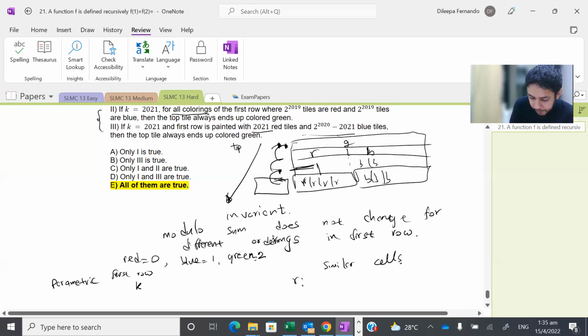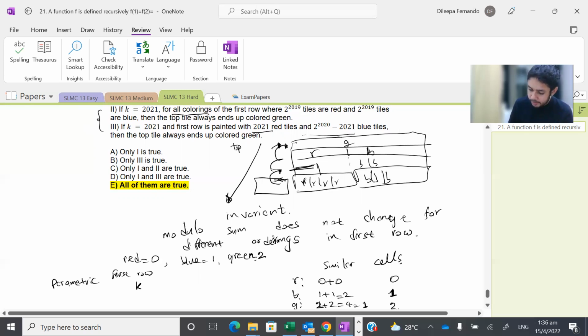Let's say red. If red is there, 0 plus 0, we will have another red. It's again 0. And let's say blue. 1 plus 1, we will have another 1. But actually 1 plus 1 is 2, but we have 1. And let's say green. We have 2 plus 2 equals 4. In modulo it's 1. And we have 2.